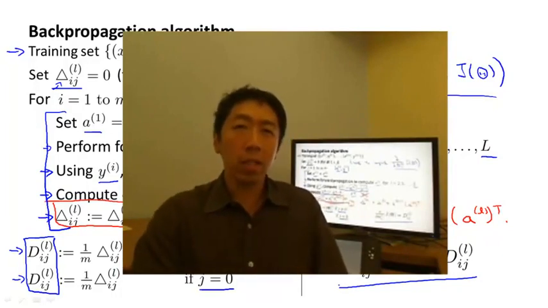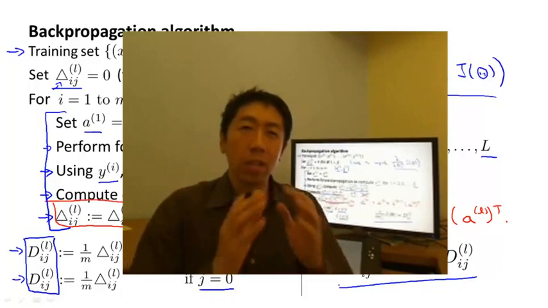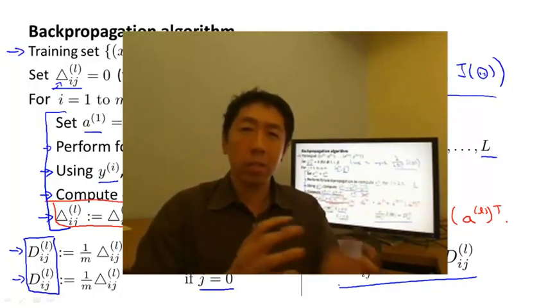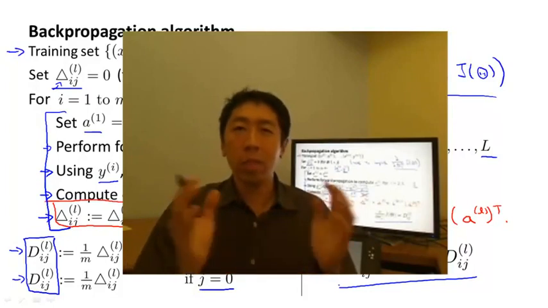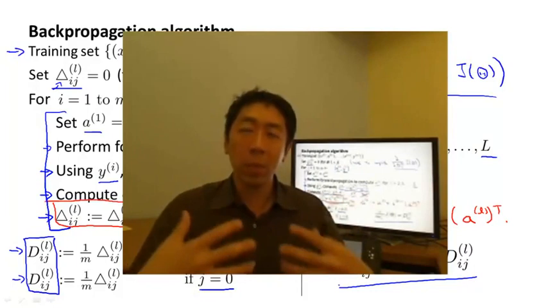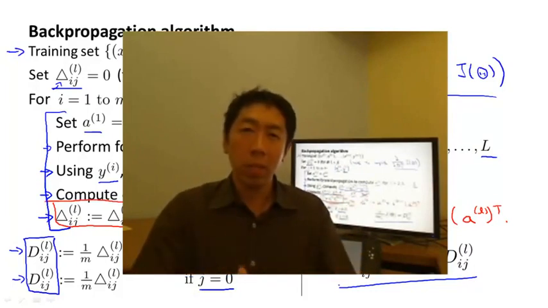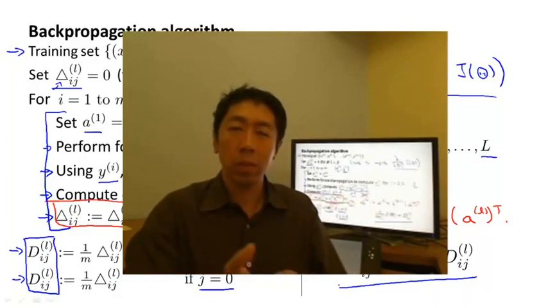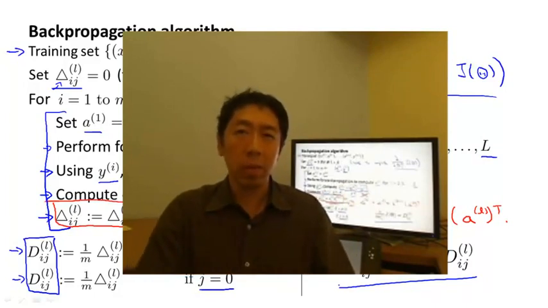I know this looks like a lot of details and a lot of steps strung together, but both in the programming assignments and later in this video, we'll give you a summary of this so that you can have all the pieces of the algorithm together, so that you know exactly what you need to implement if you want to implement backpropagation to compute the derivatives of your neural network's cost function with respect to its parameters.